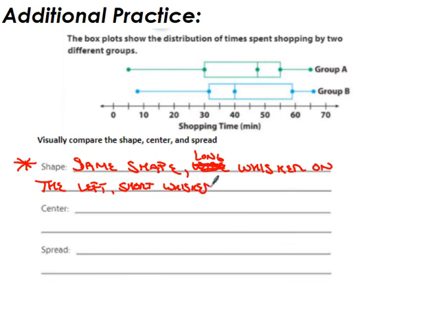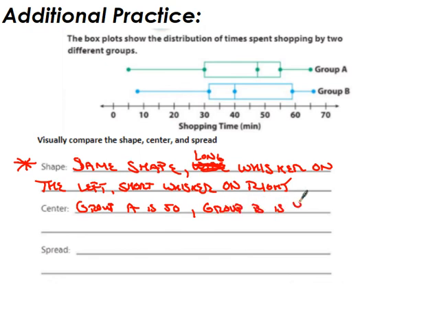So then for the center, we compare our medians, because the median's the center. So they're off by a little bit. Group A is at 50. Their center is at 50. Group B is 40. Center means median. So group B is at 40, group A is at 50.